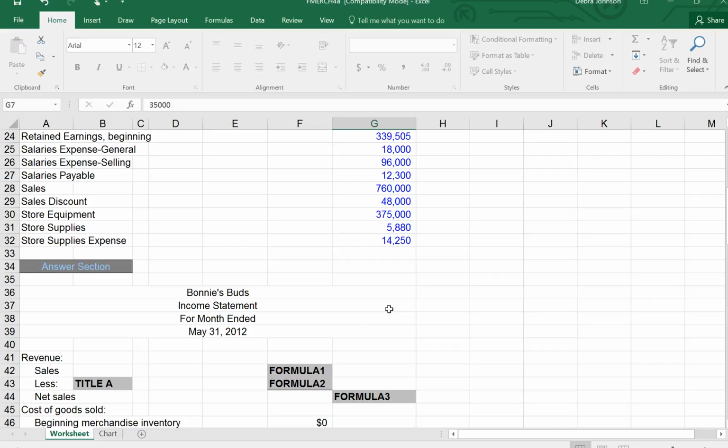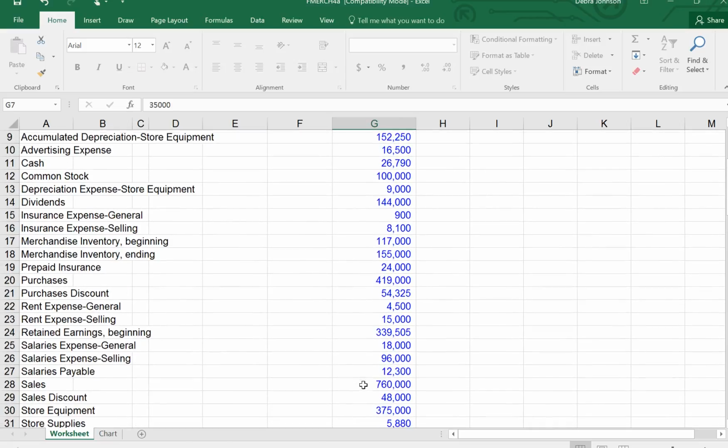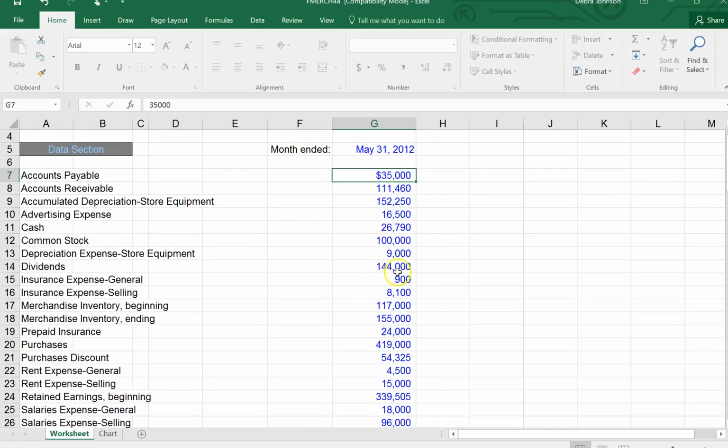This is an important concept to understand. This is the concept of flexibility. Our templates are much more valuable when we can use them repeatedly. That is, if we can simply change the data section, here are the numbers in blue, and have the answer section automatically recompute by itself, then the template is a lot more useful.